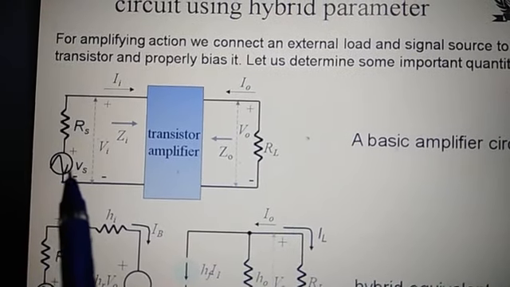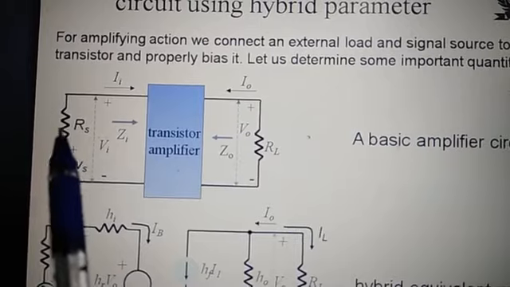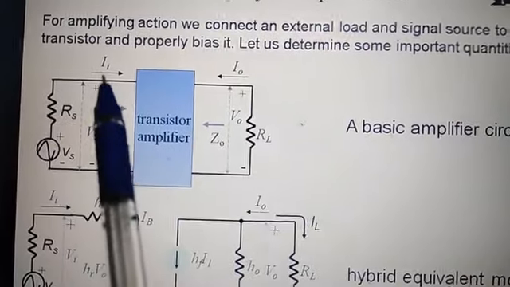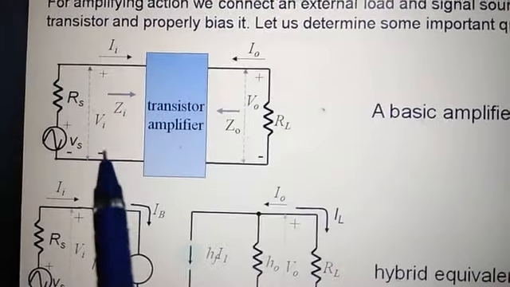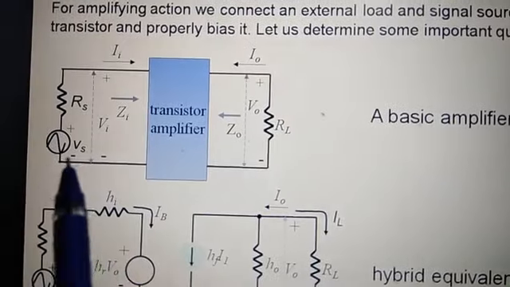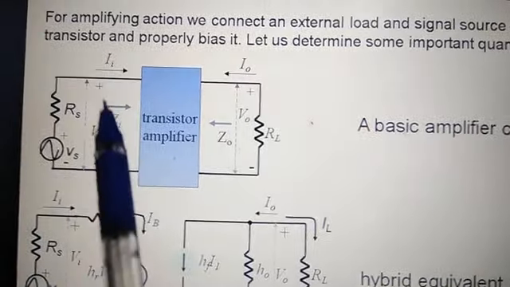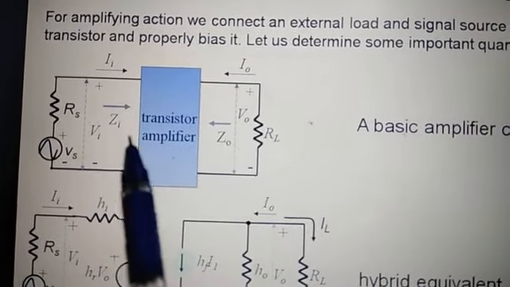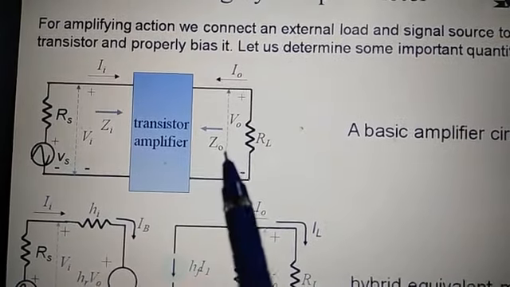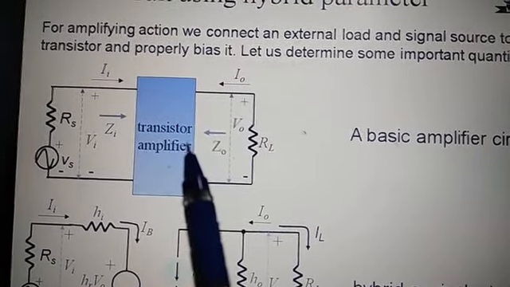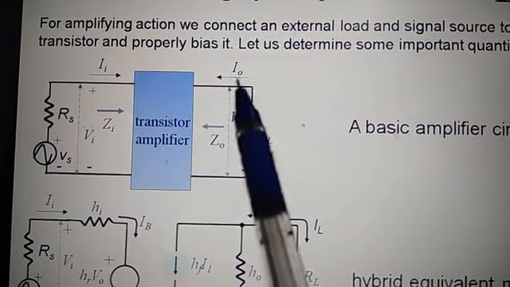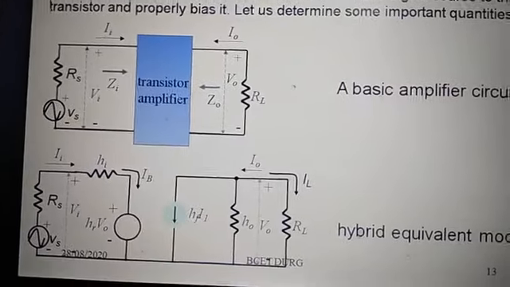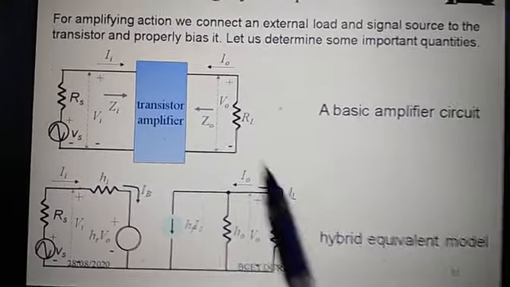That Vs is the low frequency signal, Rs is the source resistance externally connected, RL is the load resistance externally connected. Let us consider this I1 is the input current and Vi is the input voltage. Rather than this source voltage, whatever is the actual input voltage goes to the amplifier, that is Vi, and Zi is the input impedance of the transistor amplifier. Zo is the output impedance of the transistor amplifier. Vo is the output voltage and Io is the output current. So this is the black box theory of the transistor for H parameter model.